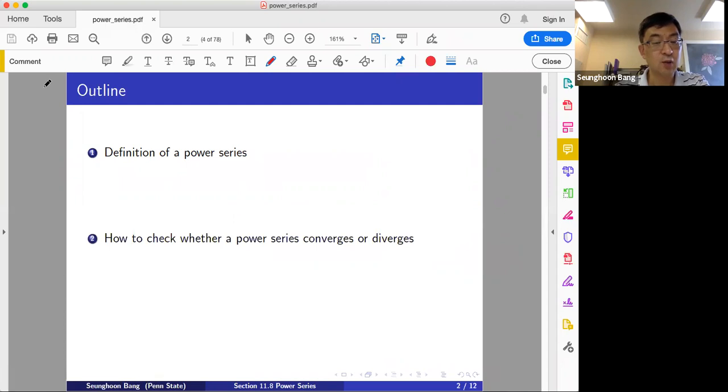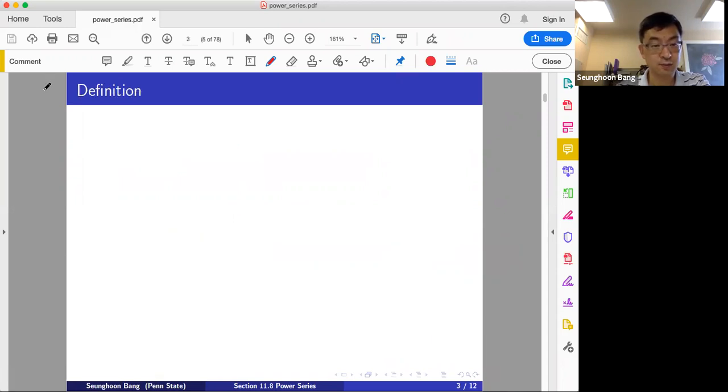First, the definition of a power series. Second, how to check whether a power series converges or diverges. Third, the definition of radius of convergence and interval of convergence. The first one, the definition of a power series.